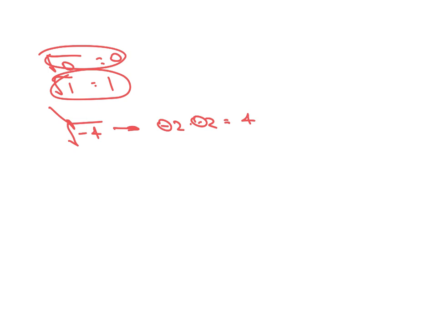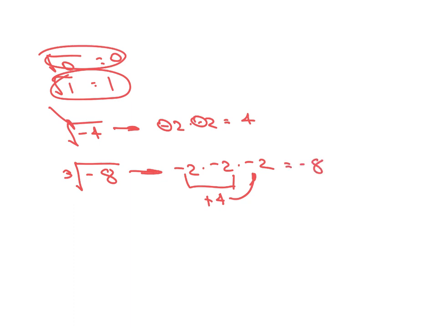But if the index is a 3, you can have a number that works with a negative. So, for instance, -2 times -2 times -2. This gives me a positive 4, and then when I multiply it by -2, I get my -8. So if my index is an odd number, there can be a negative symbol in here, and there is an answer. Negative 2 for this one. If there's an even number, like in this case a 2, there is not a negative that works. So just something to consider.